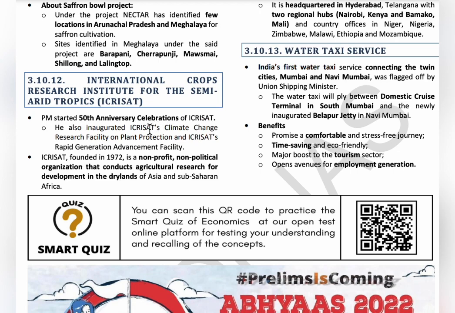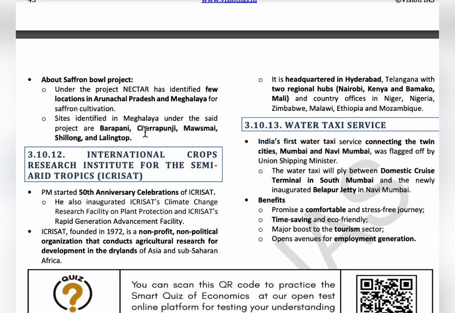The next topic is ICRISAT, the International Crops Research Institute for the Semi-Arid Tropics. It was founded in 1972 and its headquarters is located in Hyderabad. It conducts agricultural research for the development of drylands of Asia and Sub-Saharan Africa. It is a non-profit and non-political organization.